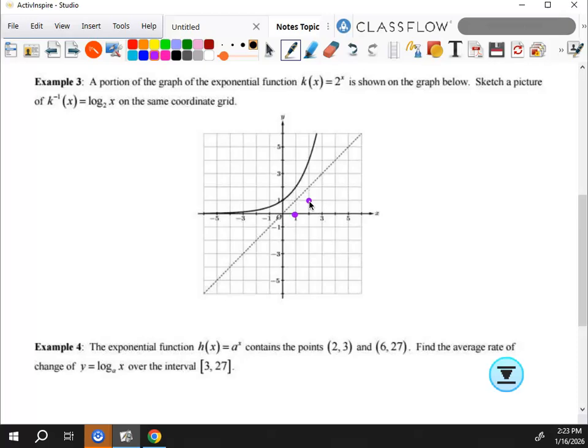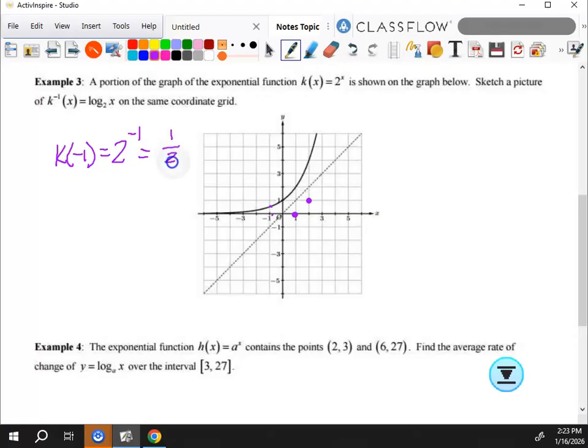I would like a point from the left-hand side of the y-axis, but they're all between 0 and 1, and I don't want to have to guess. So since I don't want to guess, I want to actually think about what this point right there is. x is negative 1. So if I do k of negative 1, that's 2 to the negative 1 power. What is that?